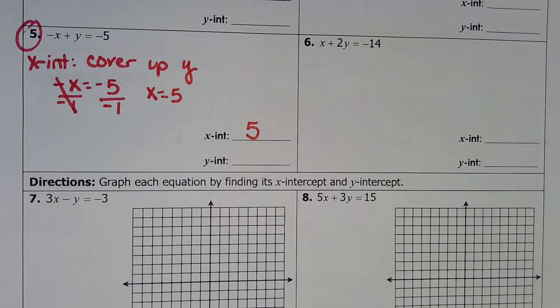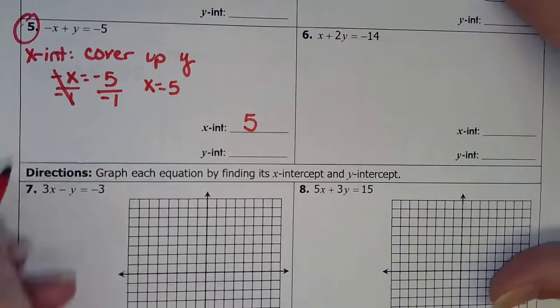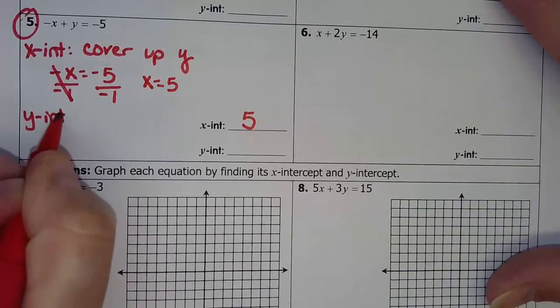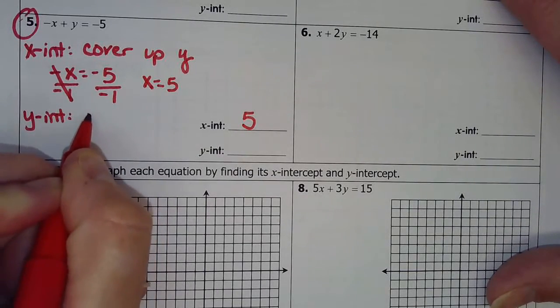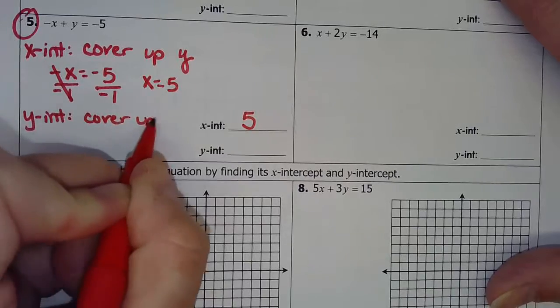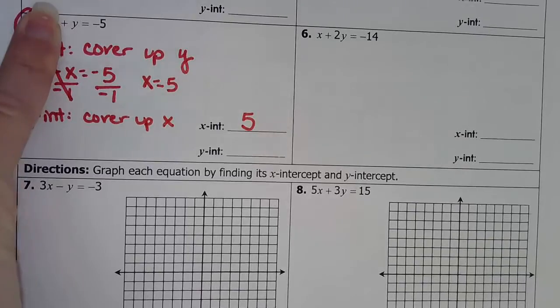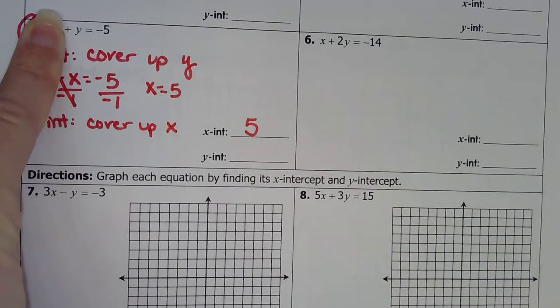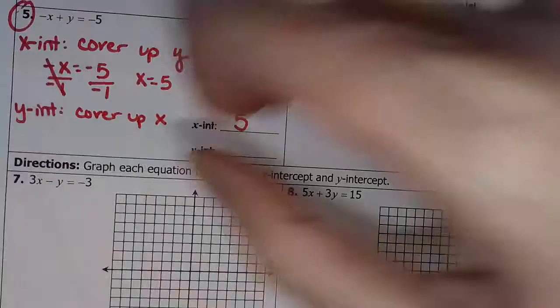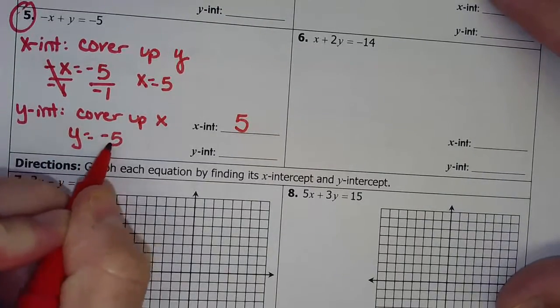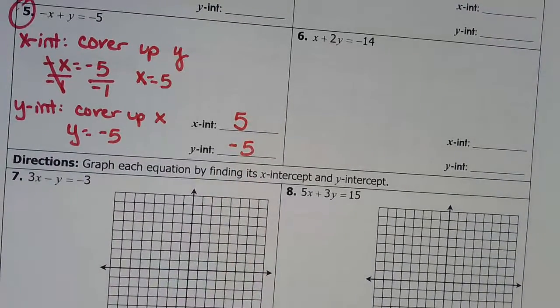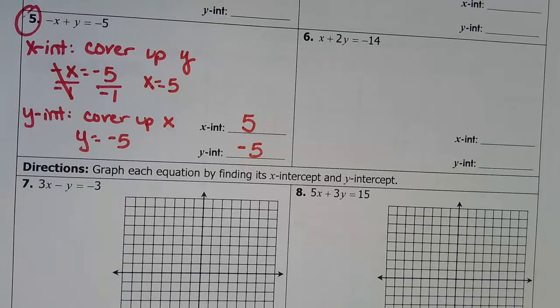Notice we didn't plug a 0. We technically plugged a 0 in, because when you plug a 0 in, it cancels out that variable. So then to find the y-intercept, what do you think we do? Cover up x. So I'm covering up x. And what am I left with? Y equals negative 5. So the y-intercept is negative 5. And you're done. So it's like we did yesterday, but we were just cutting that step.